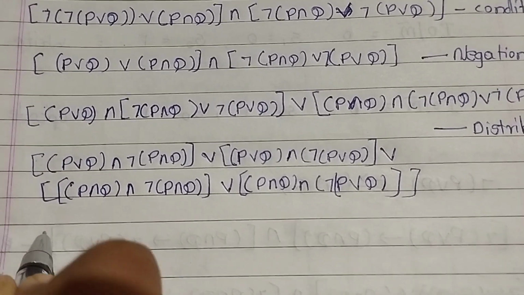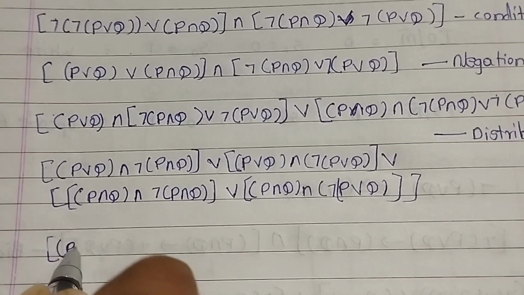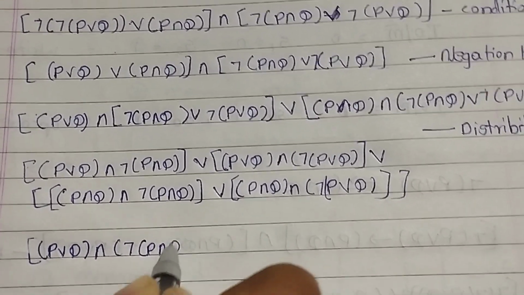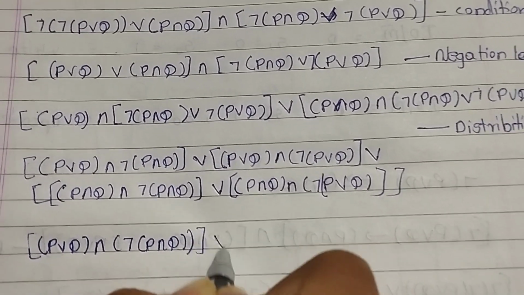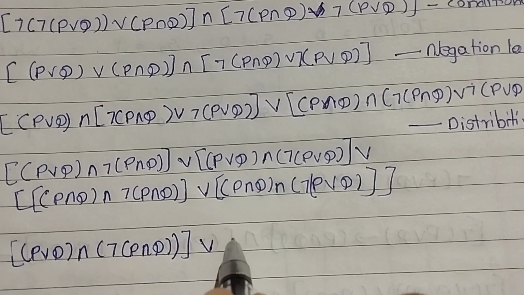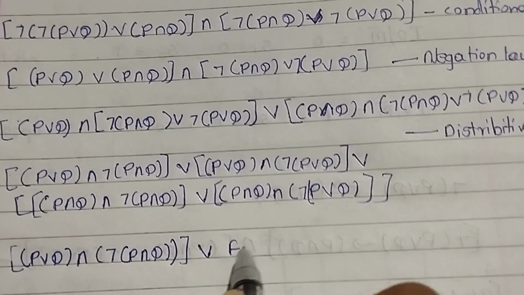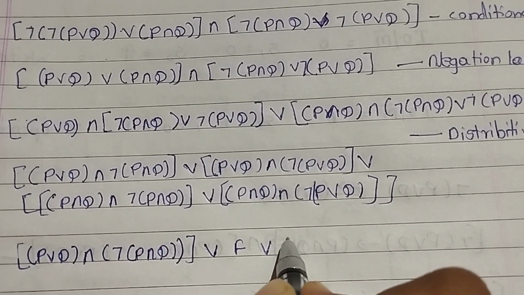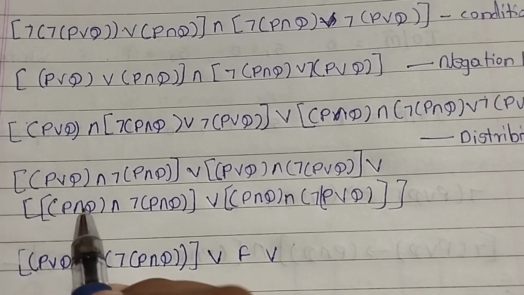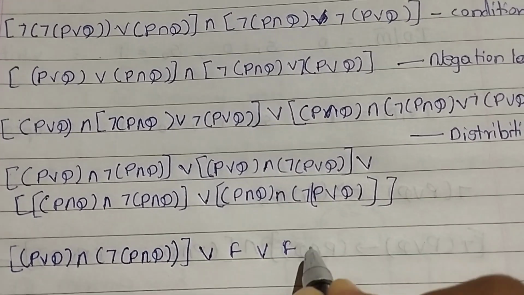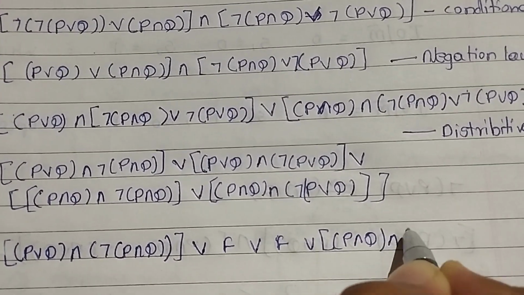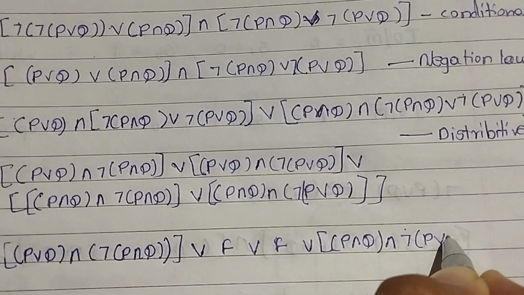So now we write here the first bracket as it is, negation of (P and Q), or the whole bracket result is F, because P and negation P is F, or again this whole bracket result is F, because P and negation P is F, or (P and Q) and negation (P or Q).